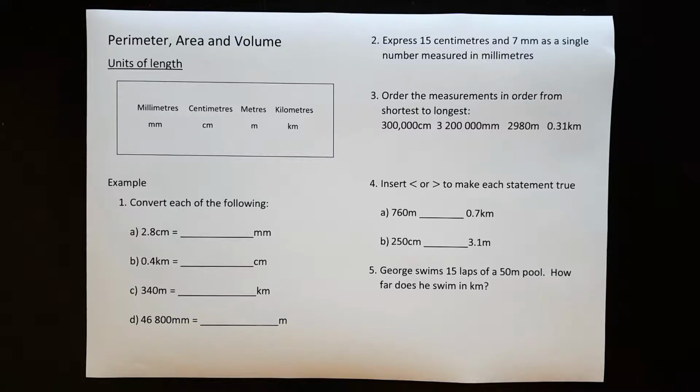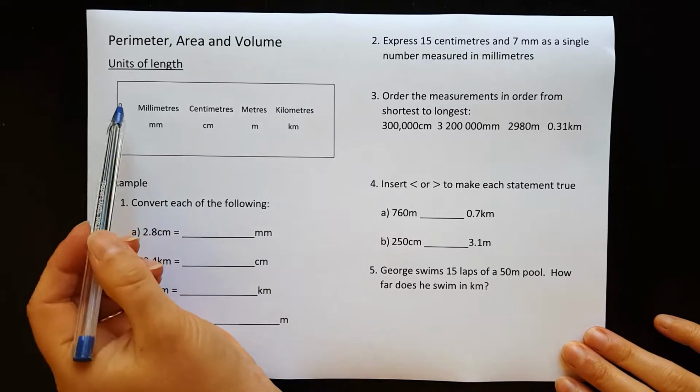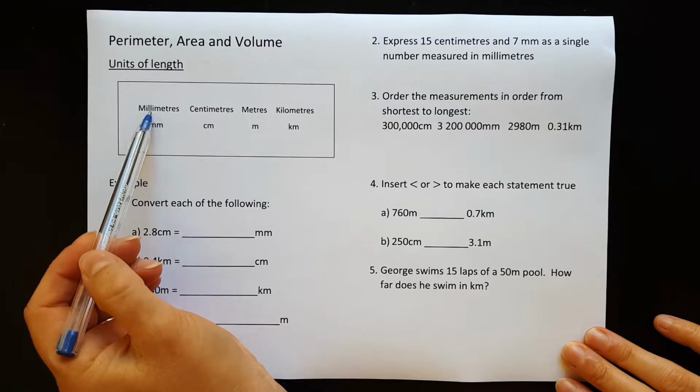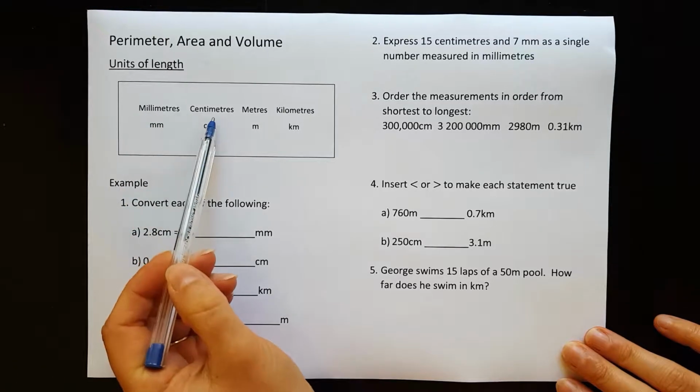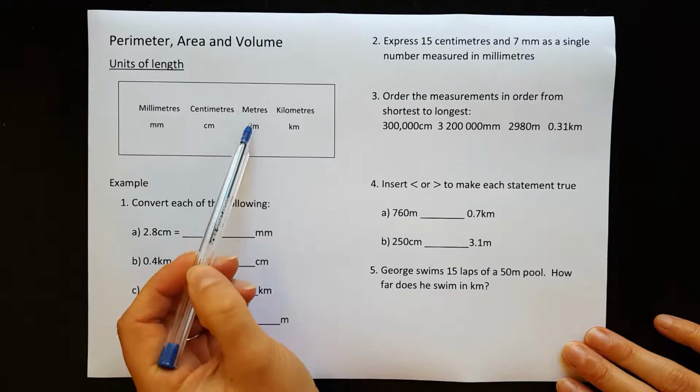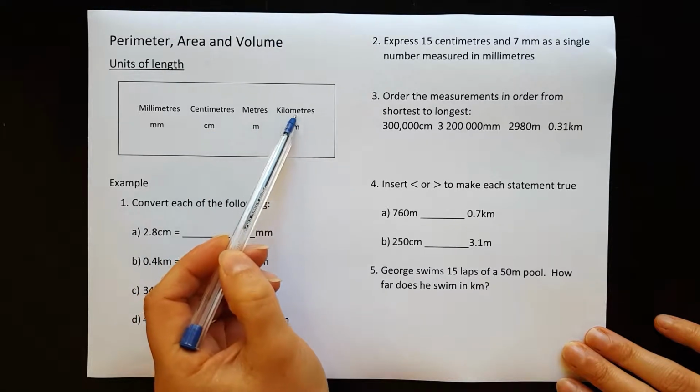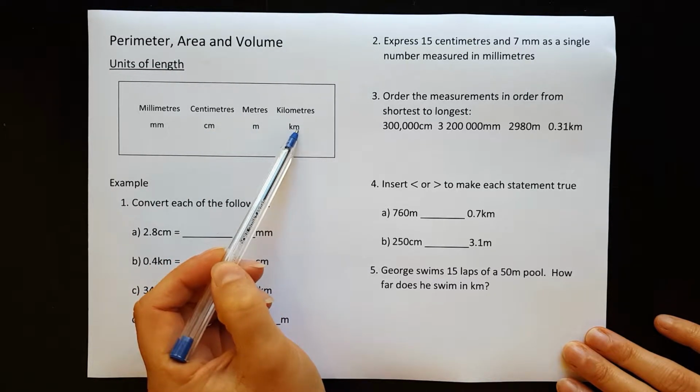Today we're doing perimeter, area and volume, and we're going to start the topic by looking at units of length. The types of units that we're going to be looking at are millimeters, given the symbol mm, centimeters, which is cm, meters, which is m, and kilometers, which is km.